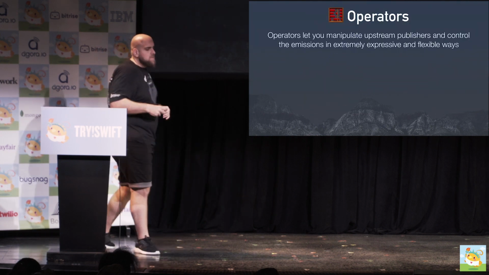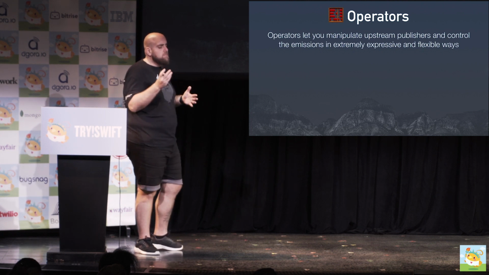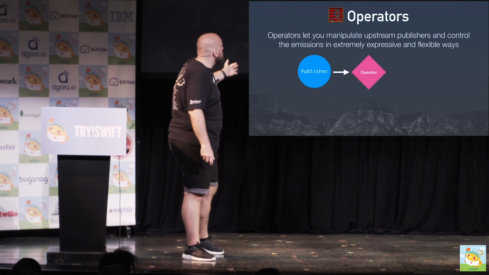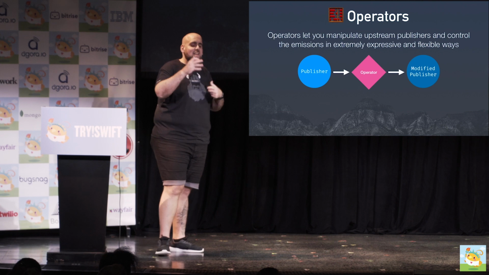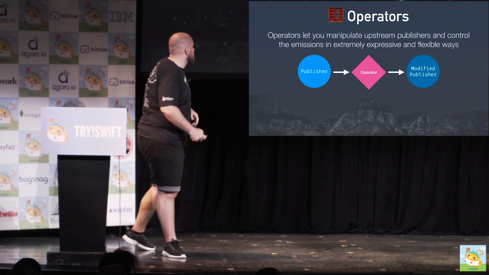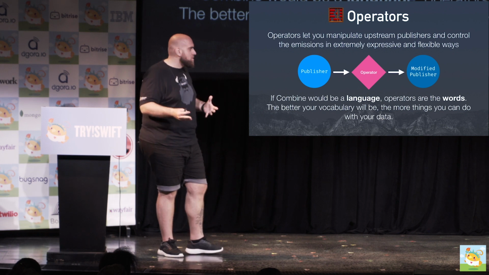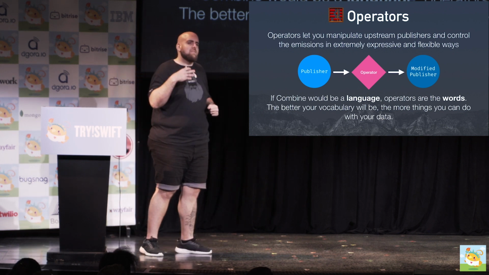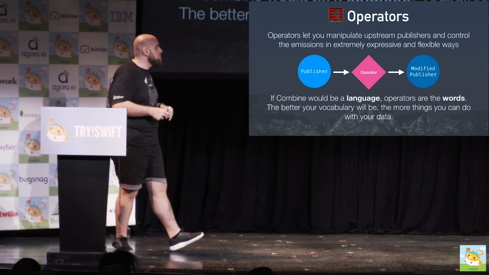So operators let you manipulate values and events coming from upstream publishers and control the emissions in really expressive and interesting ways. If you have a publisher that goes through some operator, you get a new modified publisher that is affected by that operator. And really, if you think about Combine as a language like the English language, operators are really the words. And the more words you know, the more complex sentences you can compose, and the more interesting logic you can build inside Combine.